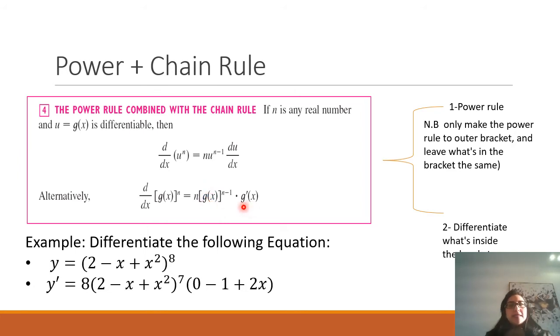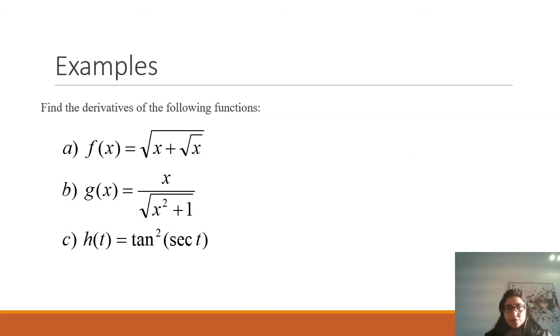Okay, let's take an example. 2 minus x plus x squared, power 8. Right? First I do the power, and then I do the inner differentiation. So the 8 will go down, and I write the function as it is. I will not change anything in it. And then I will subtract 1 from the power, and I will redifferentiate what's inside. 2 will be differentiated as 0, minus x will be differentiated as minus 1. X squared will be differentiated as 2x. Alright, and then you simplify it, and then write it in a simplified format.